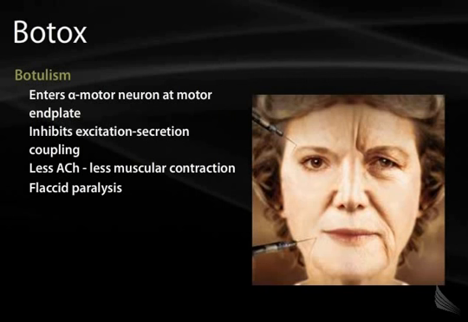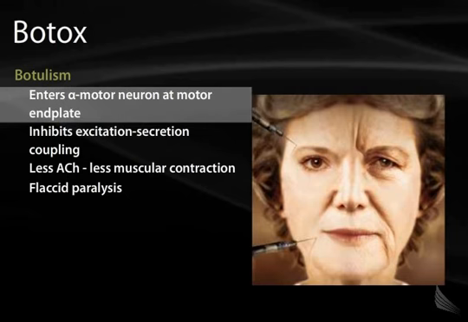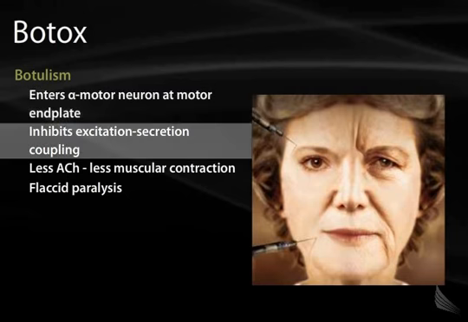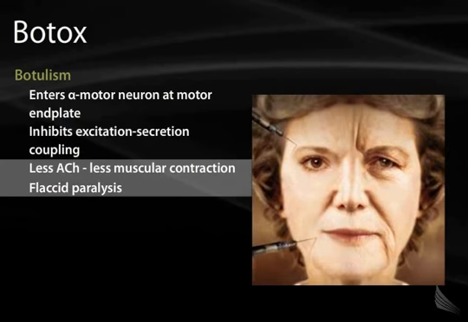Another disease of the neuromuscular junction is that induced by the botulinum toxin. The botulinum toxin will enter the alpha motor neuron at the motor end plate and will inhibit excitation secretion coupling by specifically targeting the SNARE proteins. The ultimate result of this will be less release of acetylcholine, therefore less muscular contraction and a flaccid paralysis. This toxin has also been used as a drug for cosmetic purposes, as shown in this slide.